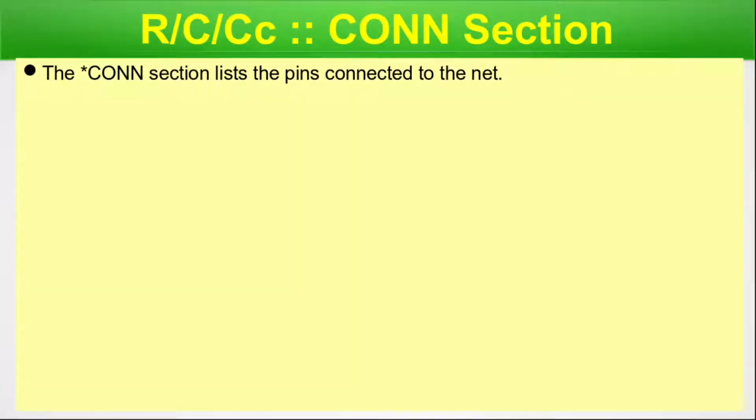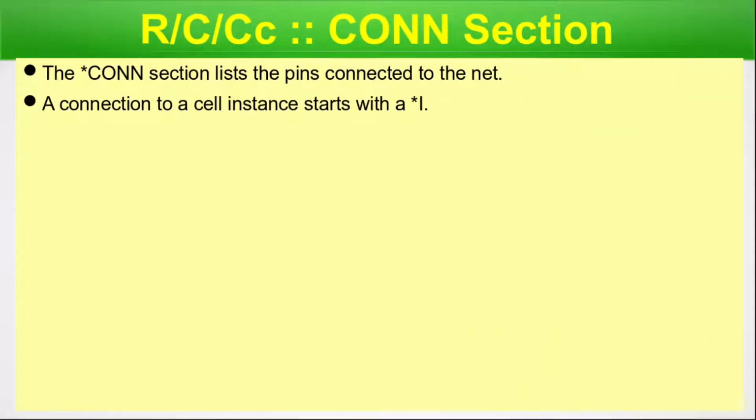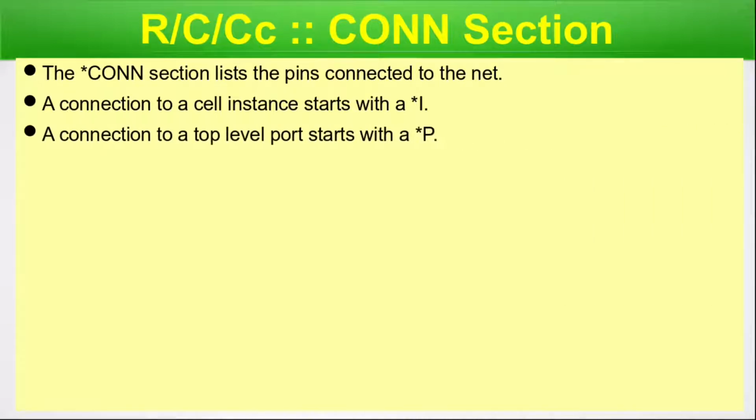The CONN section: the connectivity of a net is specified in detail in the CONN section. This section is very important for the STA as well as the EMIR tool. So let us get familiar with the CONN section. The CONN section lists the pins connected to the net. A connection to a cell instance starts with a *I. A connection to a top level port starts with a *P.